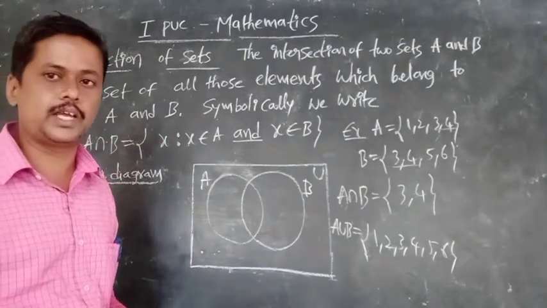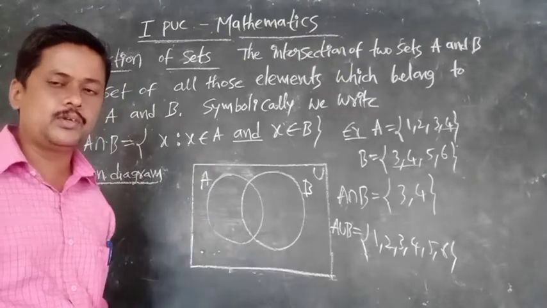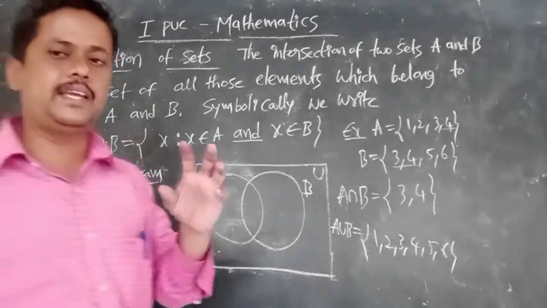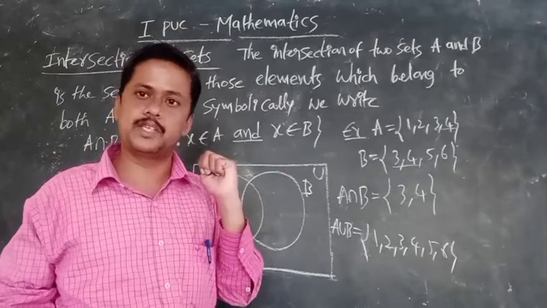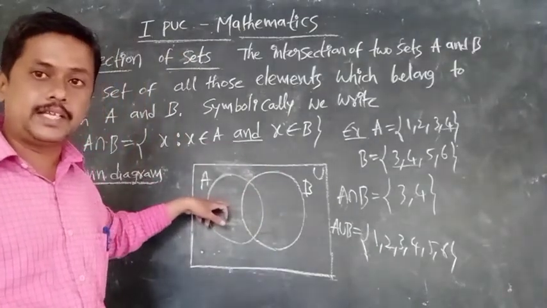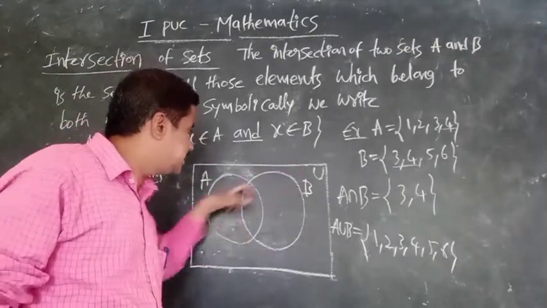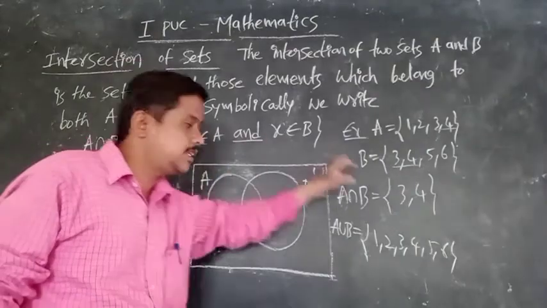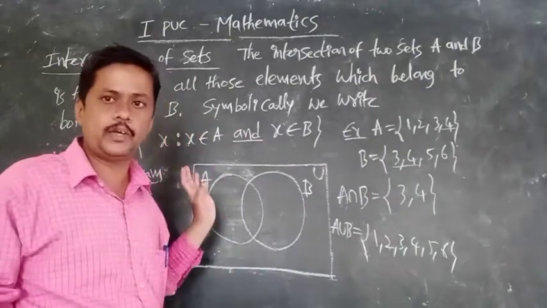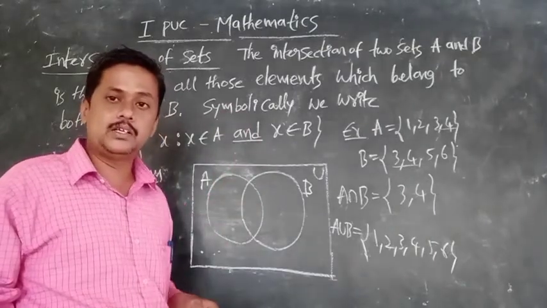Let us discuss the Venn diagram and how it is done. By observing it, we can easily clarify doubts. This is the Venn diagram, not shaded yet. This is set A, this is set B, and this is the universal set.